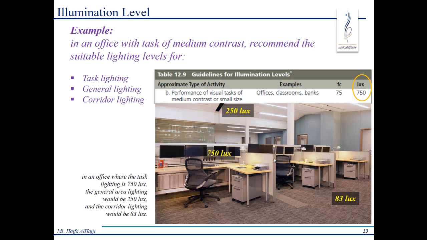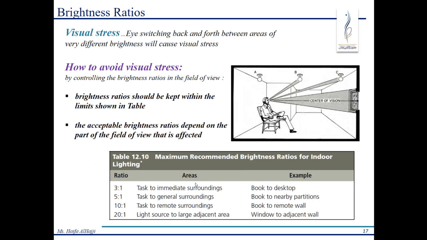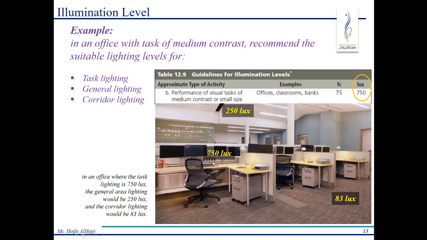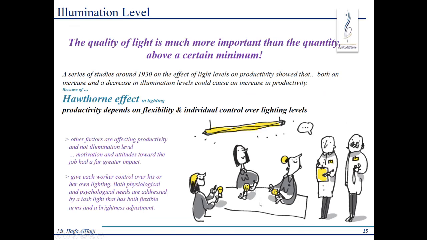The corridors are not adjacent, they are remote areas. Here it tells you that the ratio is 10 to 1, which we calculated before as 9 to 1, so it's almost similar. Task to remote surroundings, which are a bit far away. So a book to a remote wall, which is far away from it, the brightness ratio should be 10 to 1. Now task to general surroundings, for example a surrounding that is not that far from it. For example, here, 83 should be related to the corridors, and if you have an adjacent surrounding here, then it's going to be.